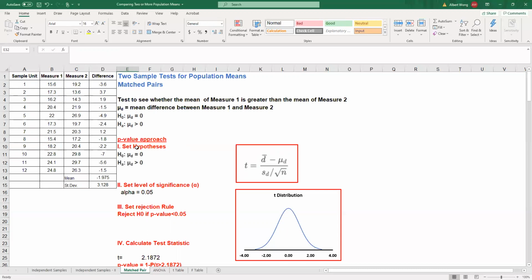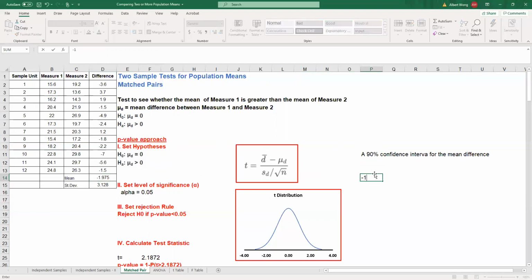Now, the confidence interval, if you want to do a confidence interval, again, it's really simple. This is a one sample case. If you want to do a 90% confidence interval for the mean difference, and again, this is a one sample case, what you do is you take the sample mean difference, which is negative 1.975, plus or minus a t value, right?